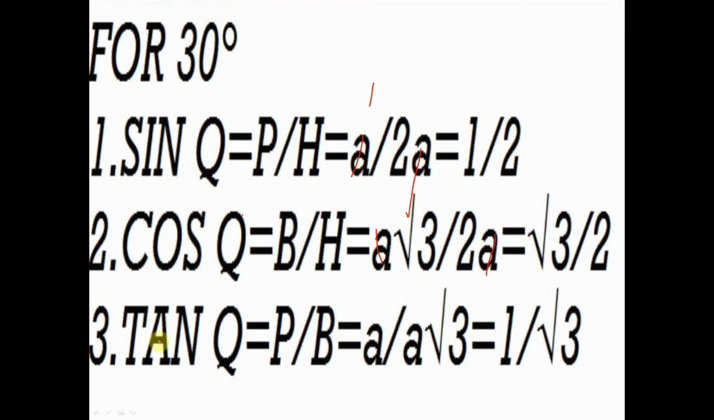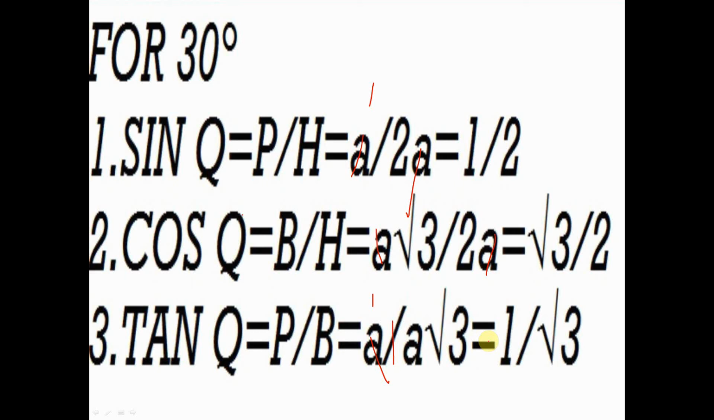Third, tan theta is equal to p by b. P value is a, b value is a root 3, I will explain. So a cancel, remaining 1 by root 3, so 1 by root 3 is the value of tan for 30 degree.